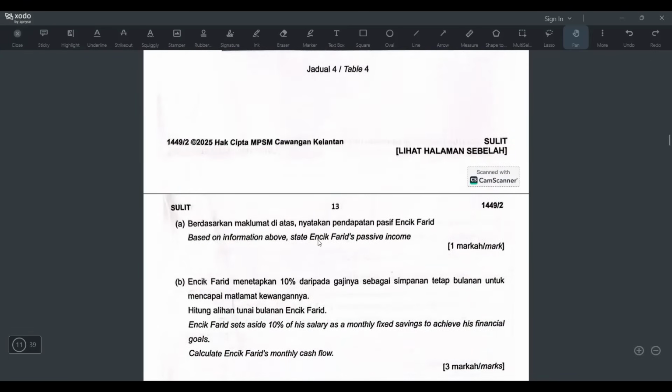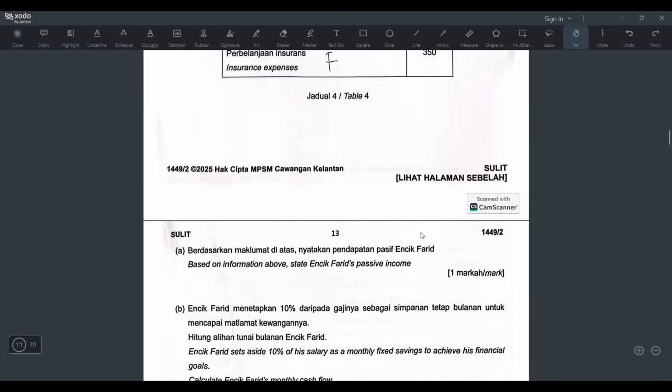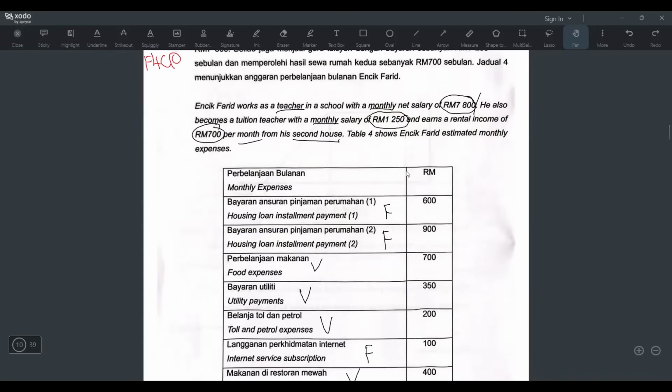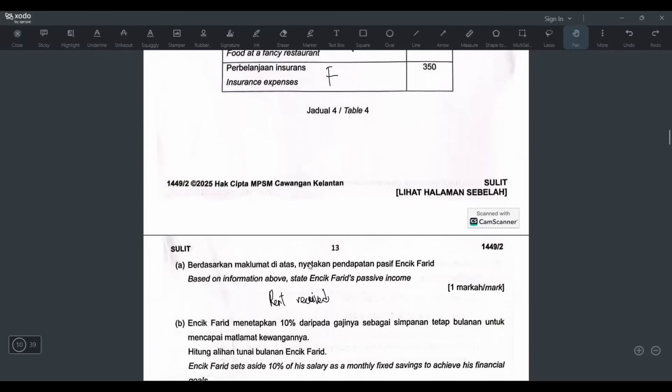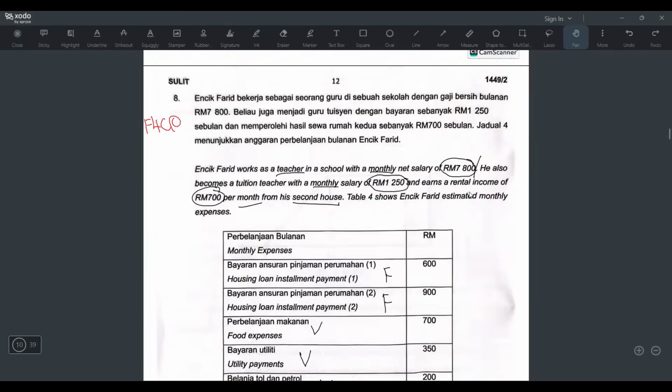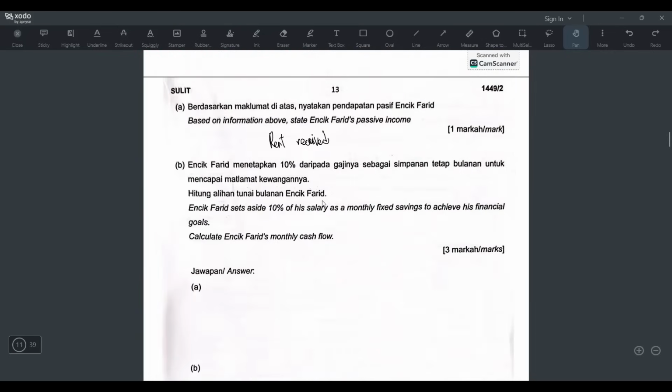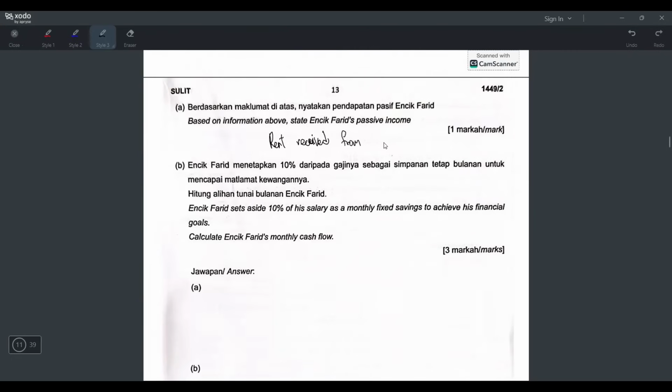Soalan A, based on information above, state Encik Farid's passive income. Passive income is the rent received lah. That's the only passive income, right? Tapi dia tak suruh you tulis dia punya nilai. Dia suruh nyatakan, state. So I will just write rent received from second house. Yeah, because the soalan tak suruh tulis dia punya nilai. Dia suruh state kan. Ataupun you boleh tulis rental income from second house. Okay, so that's the answer.